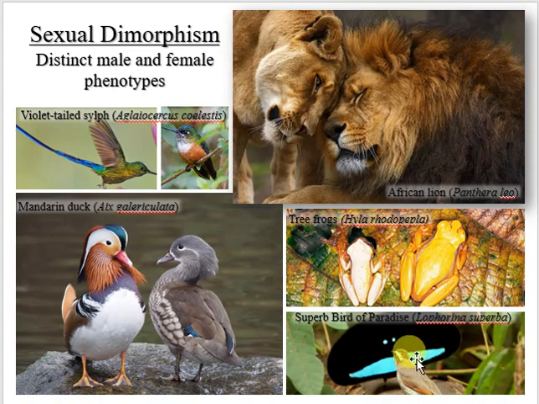You look at the superb bird of paradise. They're well noted for the males having this elaborate plumage and really complex mating dances. But the females, here's the female. This is the male in the background. This is the female. They're far less ornate. So that's a distinct difference between the male and the females within that species.